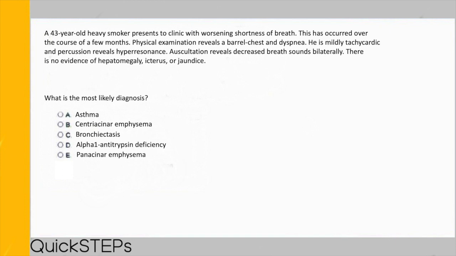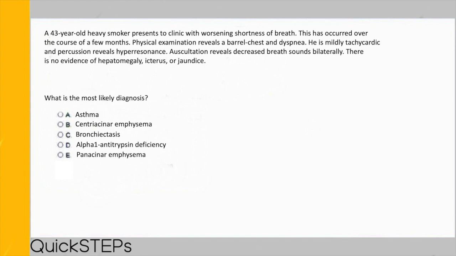So we're dealing with a 43-year-old heavy smoker, presents to clinic with worsening shortness of breath, occurred over the course of a few months. Physical exam shows a barrel chest, dyspnea. So what does the barrel chest tell us? You have all this air trapped within your lungs and you can't get it out, which causes a barrel chest, also known as an increase in AP or anterior posterior diameter.